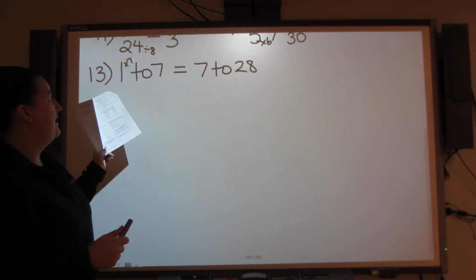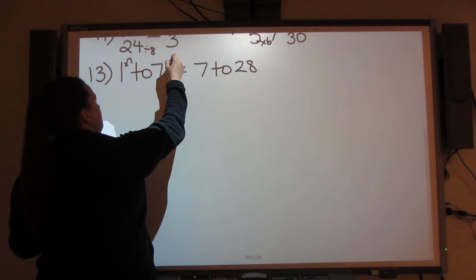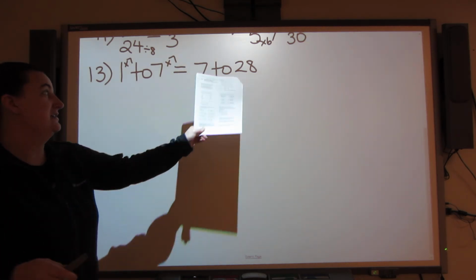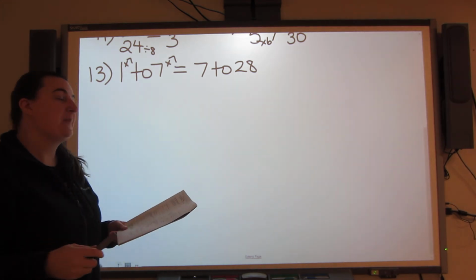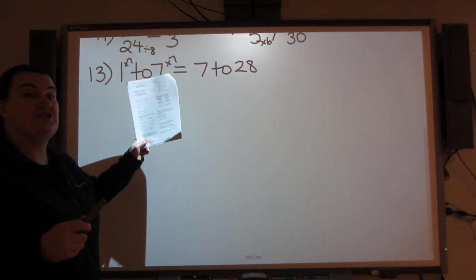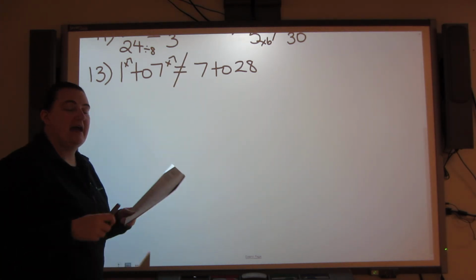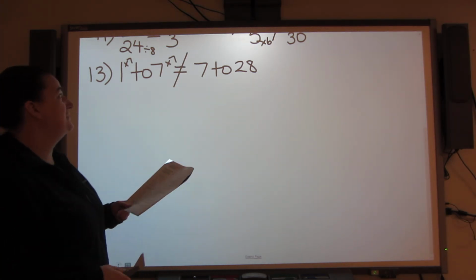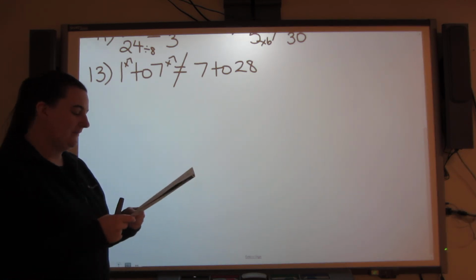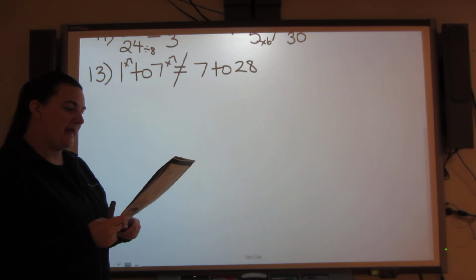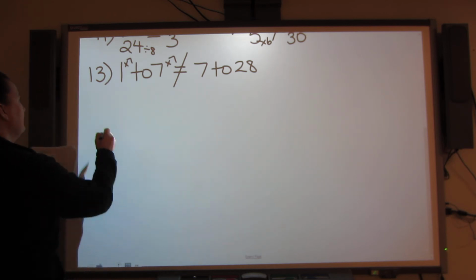Whatever I do to the first part of the ratio, I have to do to the second part of the ratio. So 7 times 7 is not 28. 7 times 7 is 49, which means this is not an equivalent pair of ratios. So you put your slash through the equal sign to indicate they are not equal. All right, let's skip on down to number 19.